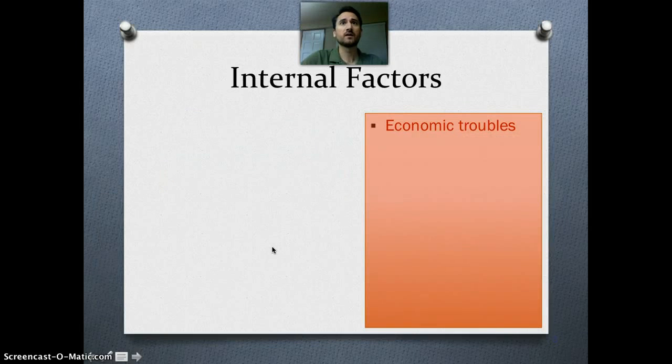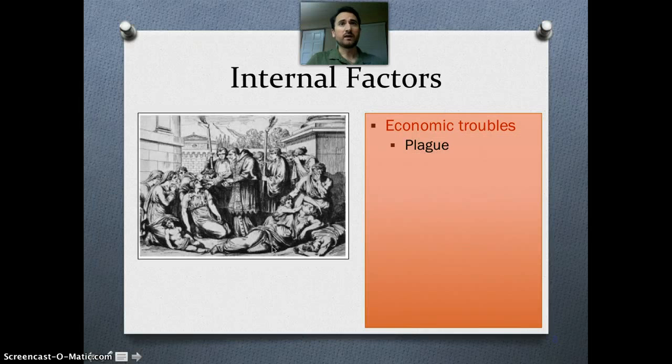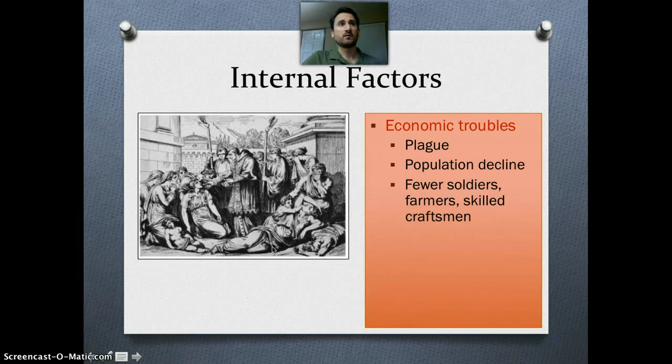Other internal factors: you had a plague. Bubonic plague, probably came from trade routes from the Middle East and Asia, probably something like smallpox. Very, very deadly. It's going to kill people. When people die, you're going to lose soldiers. You're going to lose people that are trying to protect the empire. So you have fewer people protecting the empire. That's going to make the empire more vulnerable to invasions.